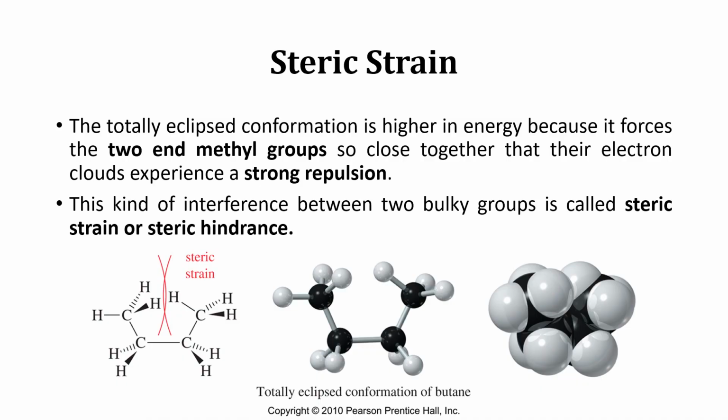Steric strain. The totally eclipsed conformation is about 6 kilojoules higher in energy than other eclipsed conformations because it forces the two end methyl groups so close together that their electron clouds experience a strong repulsion. This kind of interference between two bulky groups is called steric strain. The following structure shows the interference between the methyl groups in the totally eclipsed conformation. Rotating the eclipsed conformation 60 degrees to a gauche conformation releases most but not all of this steric strain. The gauche conformation is still 3.8 kilojoules higher in energy than the most stable anti conformation.